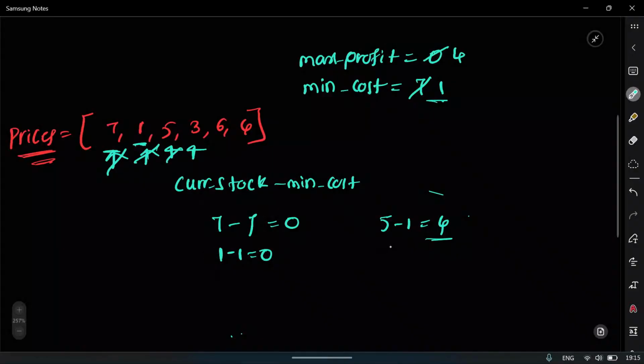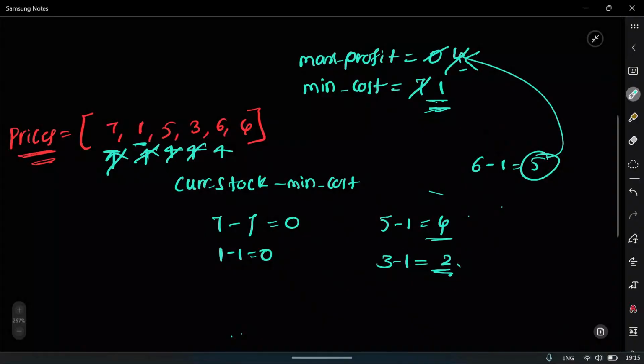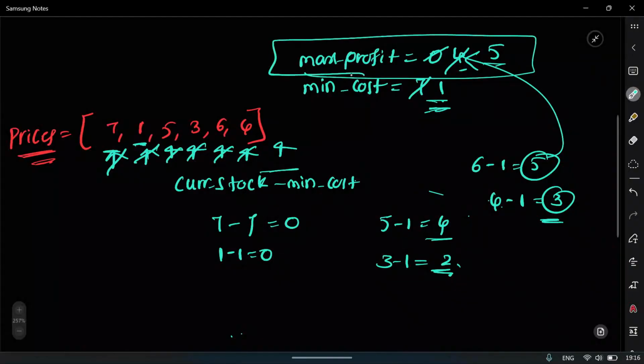Move it further. It's 3, still greater than the minimum cost. I'm going to get a profit of 2, which is smaller than the maximum profit. Not going to update it. Move it still further. The current stock is 6, minus the minimum cost 1, is 5. This is greater than the maximum profit. Therefore, I'm going to update it. Move it further. 4 minus 1, which is 3. Still lesser than the maximum profit. Therefore, I'm done. I'm out of the array. Therefore, I'm going to return the maximum profit.